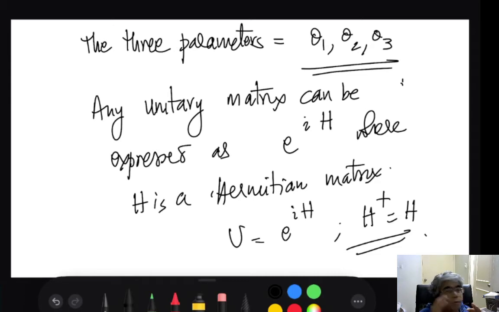I'm not going to derive it, although you actually can derive, starting from the unitarity condition, that this entire group can be represented in this particular fashion, e power i H. I am just going to use some arguments from the physics you already know. So any unitary matrix can be expressed as e power i H, where H is a Hermitian matrix with H dagger equal to H. So I want to use that.